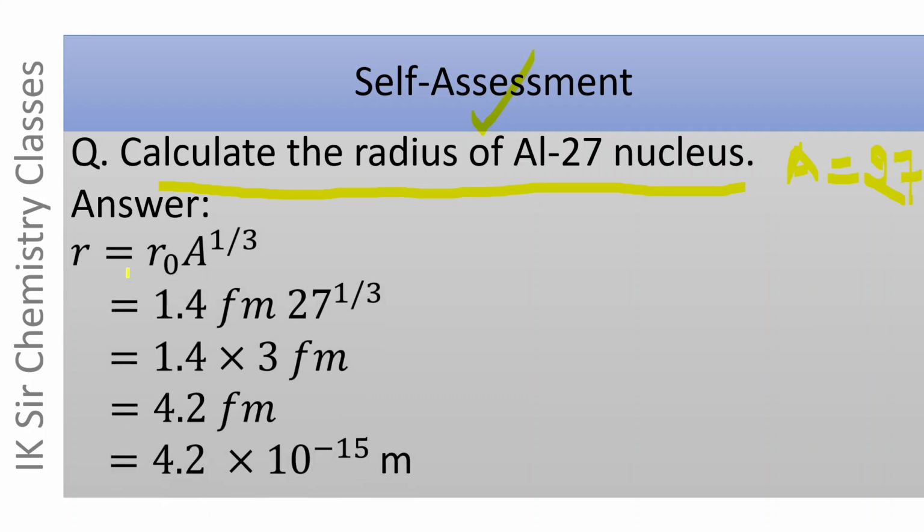R is equal to R naught into A to the power 1 by 3. R naught is equal to 1.4 femtometer. A is equal to 27. And the cube root of 27 is equal to 3. 1.4 into 3 femtometer. It is 4.2 femtometer. It means the radius of the nucleus of aluminum 27 is 4.2 into 10 to the power minus 15 meter. It is very, very small.